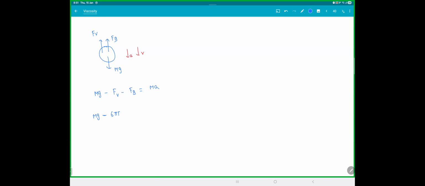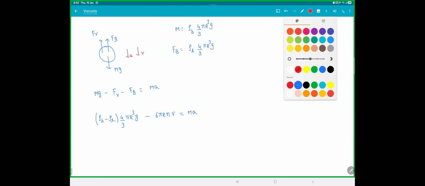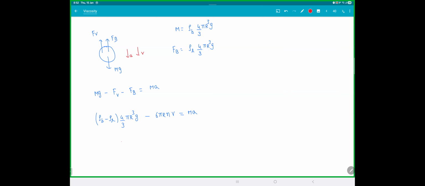Viscous force is 6 pi r eta v, right? So what is m? m is nothing but density of the body into 4 by 3 pi r cubed. What is the buoyant force? Rho liquid into 4 by 3 pi r cubed g. So this can be written as rho body minus rho liquid, times 4 by 3 pi r cubed g, minus 6 pi r eta v, is equal to mass into acceleration. So I can get the v terminal here directly. After a long time, you reach v terminal.